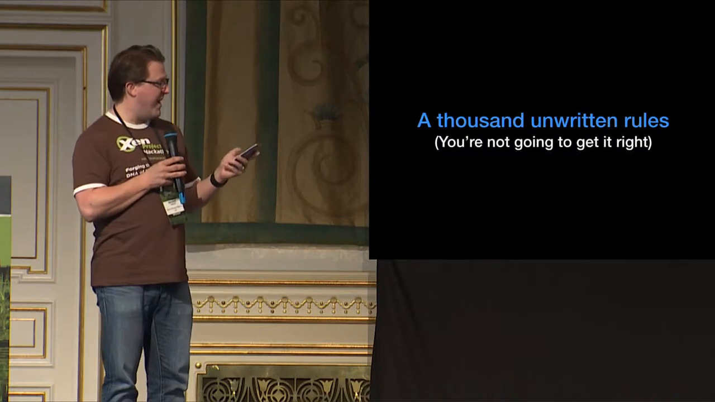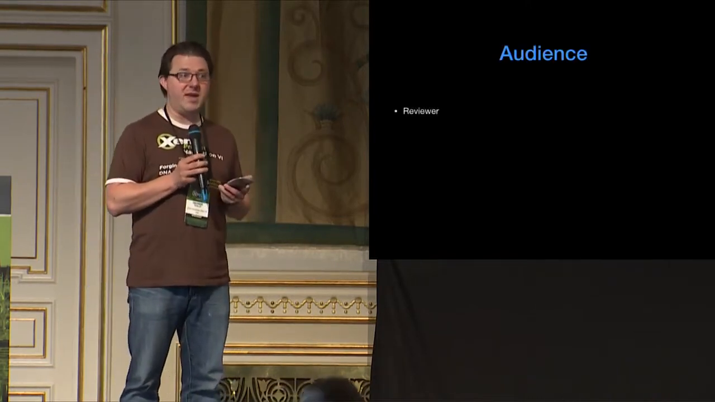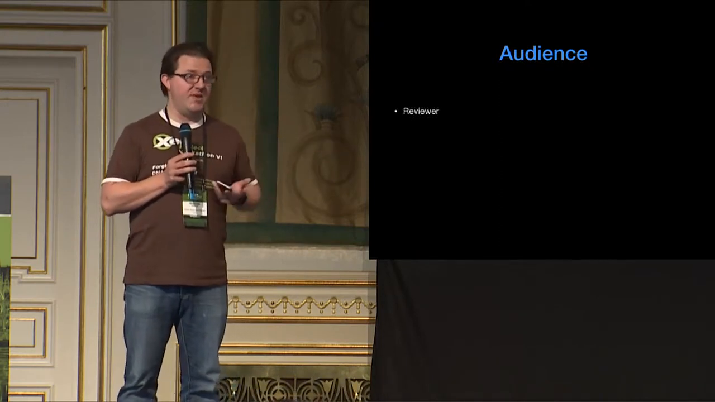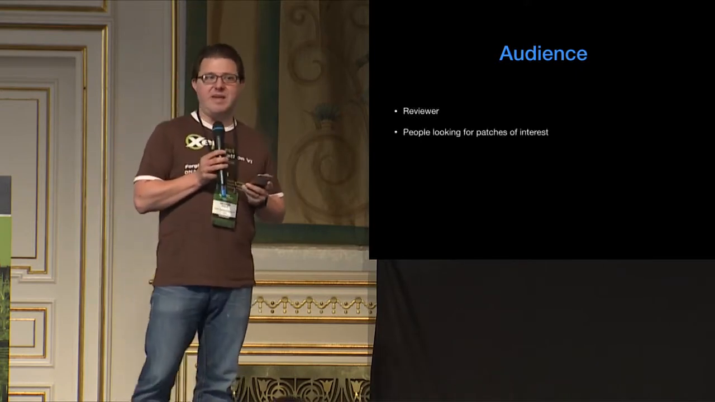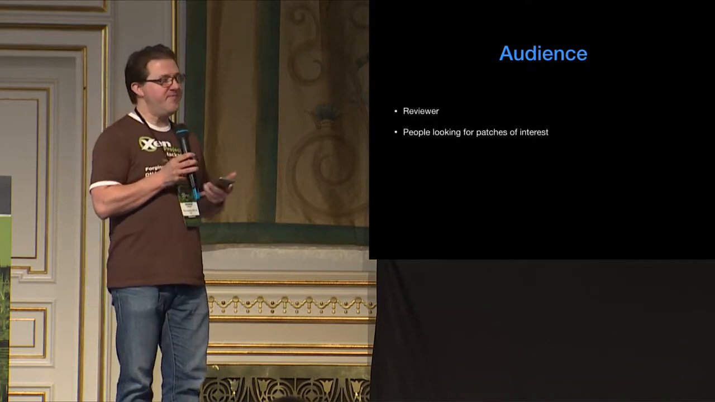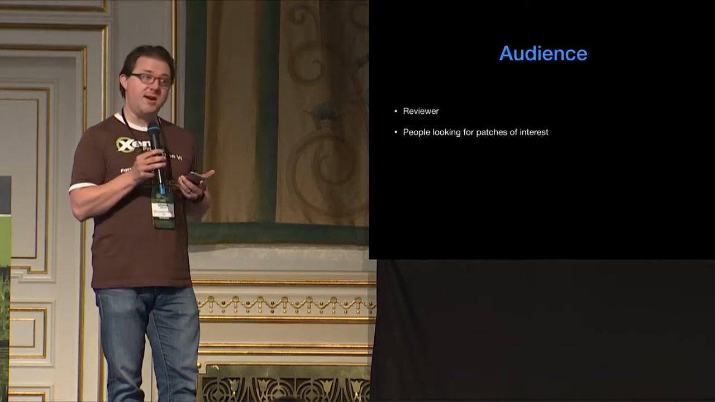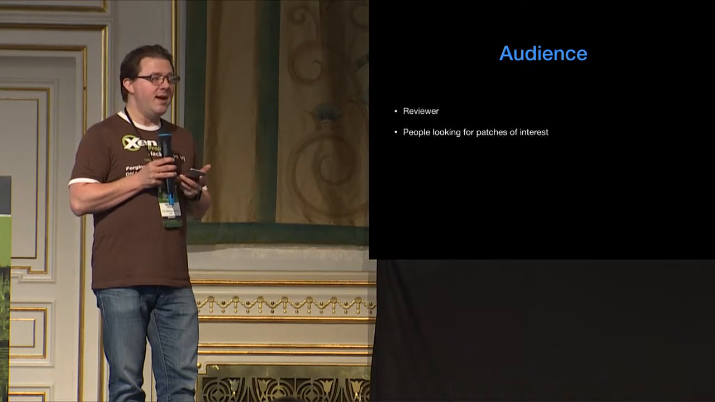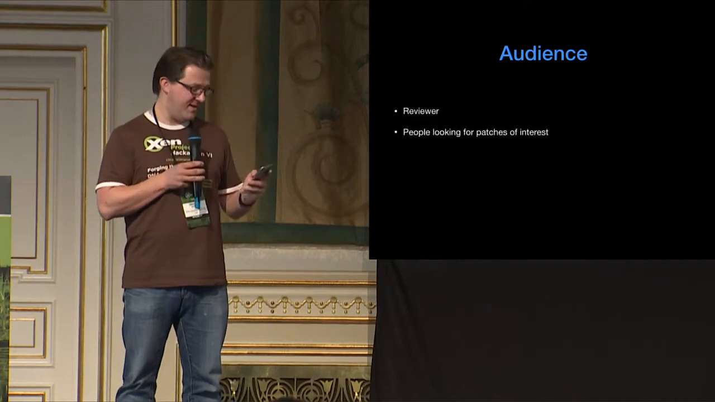So as you're writing your patch, think about the audience. Now there are 3 different audiences you should be thinking about when you're writing a patch. The first is obvious, the reviewer, the person reviewing the code to decide whether it's going to go in. The second is people looking for patches of interest. So either they're scanning the mailing list to decide which patches they want to look at and review.